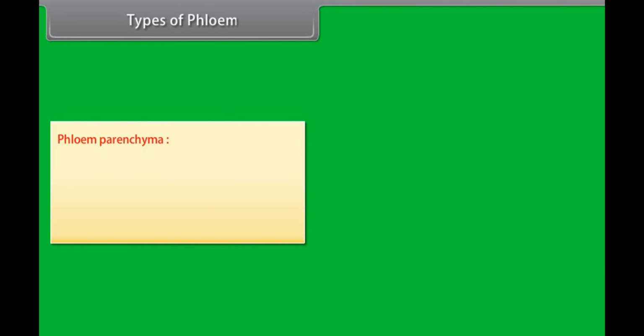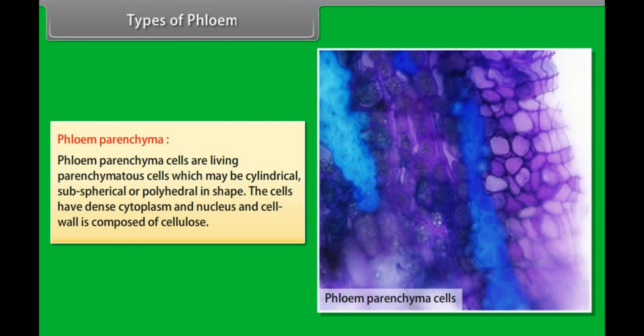Phloem parenchyma. Phloem parenchyma cells are living parenchymatous cells which may be cylindrical, subspherical or polyhedral in shape. The cells have dense cytoplasm and nucleus and the cell wall is composed of cellulose.